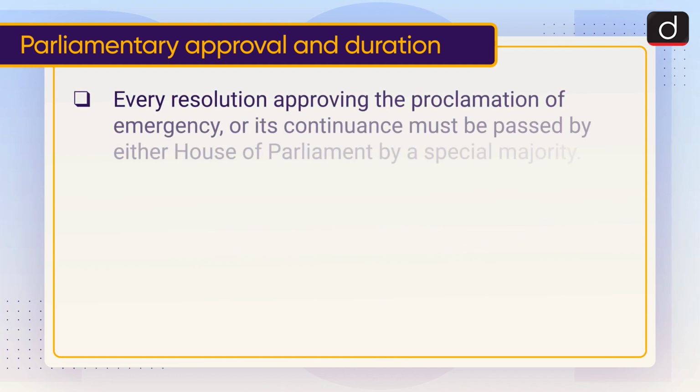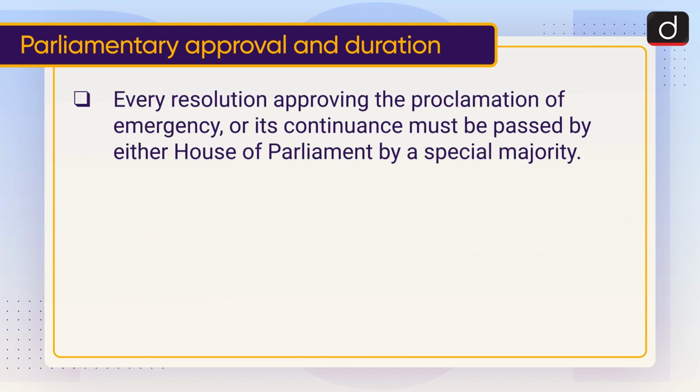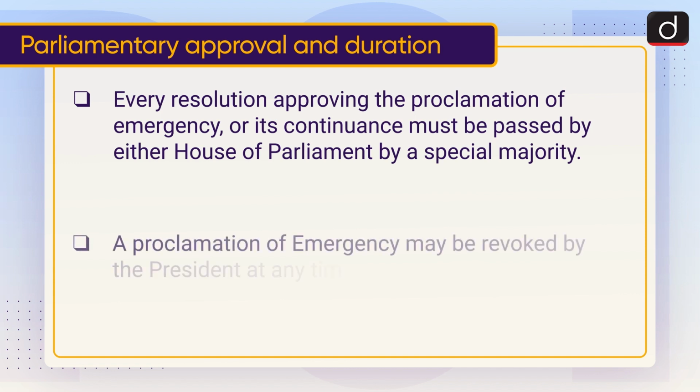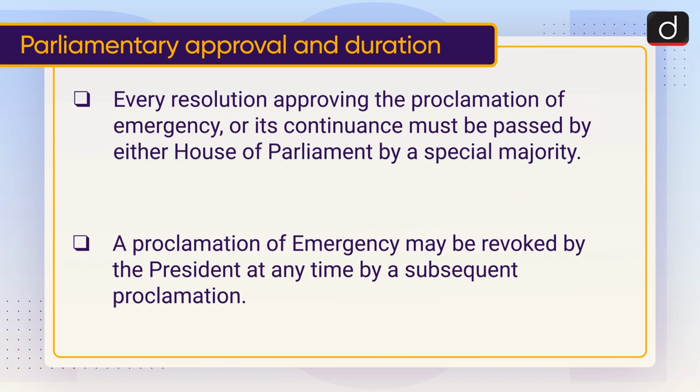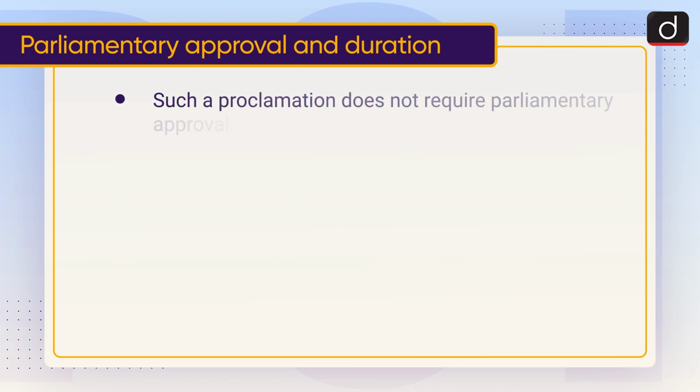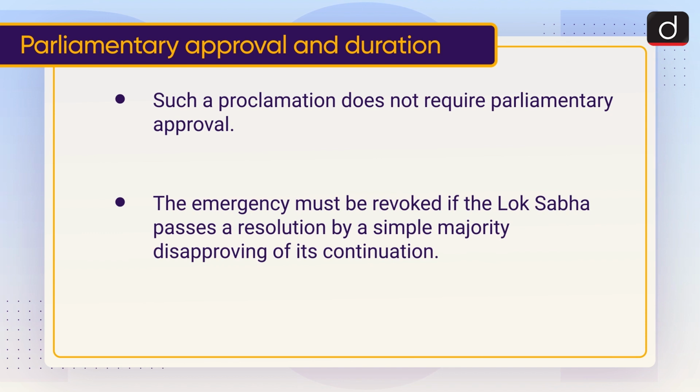Every resolution approving the proclamation of emergency or its continuance must be passed by either House of Parliament by a special majority. A proclamation of emergency may be revoked by the President at any time by a subsequent proclamation. Such a proclamation does not require parliamentary approval. The emergency must be revoked if the Lok Sabha passes a resolution by a simple majority disapproving of its continuation.